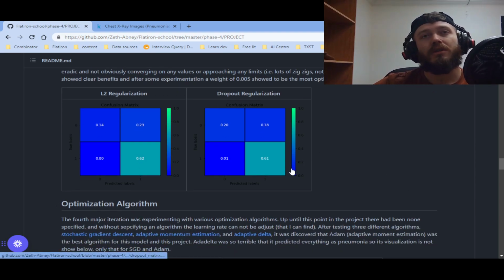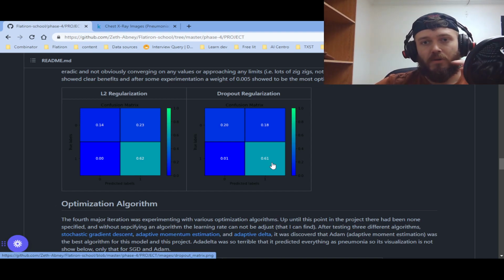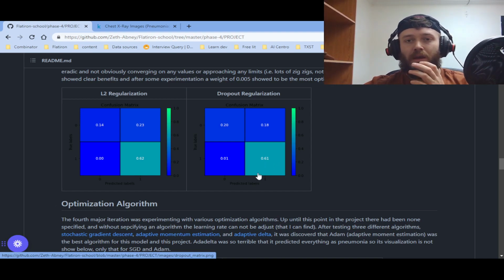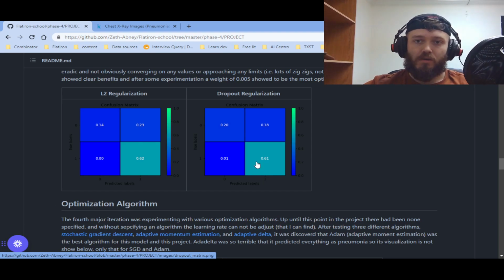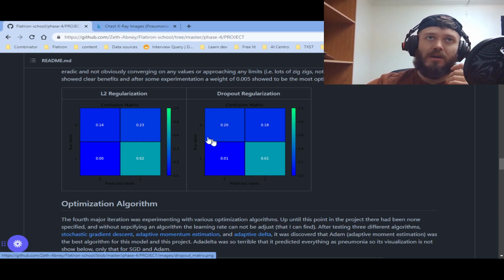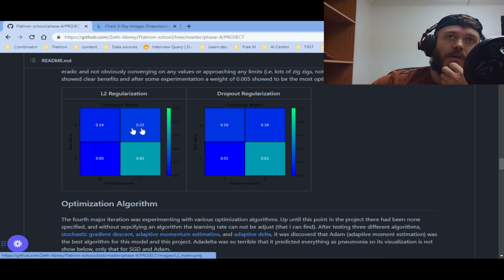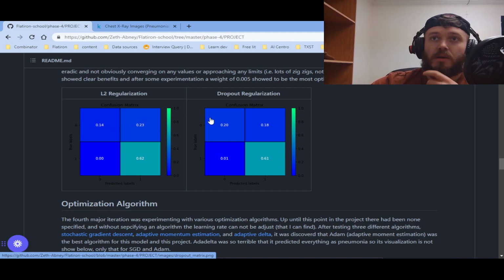But yeah, interestingly enough, it was predicting all of the cases of pneumonia pretty much all the time, and a lot of the time it would also predict normal cases as pneumonia cases. So with this upper left quadrant, the game was really to increase this number as much as possible. And so you can see here that we went from 0.14 and 0.23, so true negatives, false negatives, false positives, to 0.2 and 0.18.